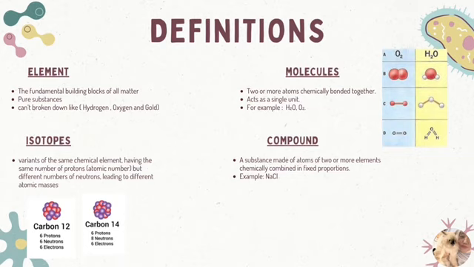Next, molecule. A molecule is formed when two or more atoms are chemically bound together, acting as a single unit. Examples include water, H2O, and oxygen gas, O2. Compound. A compound is a substance composed of atoms of two or more elements chemically combined in fixed proportion. For example, sodium chloride, or table salt, is a compound.